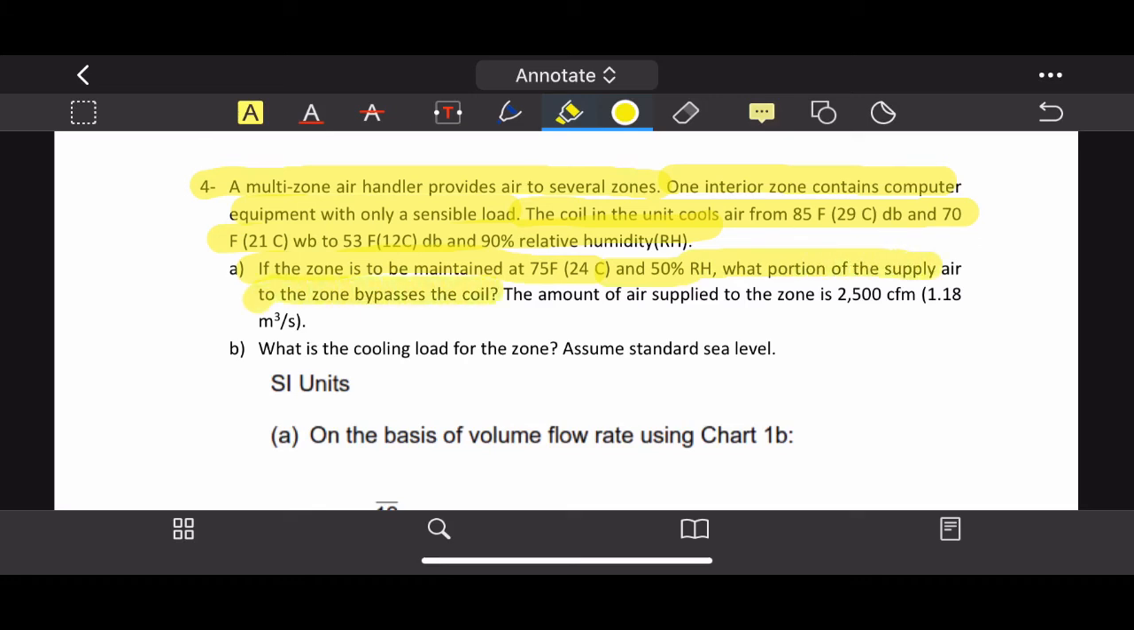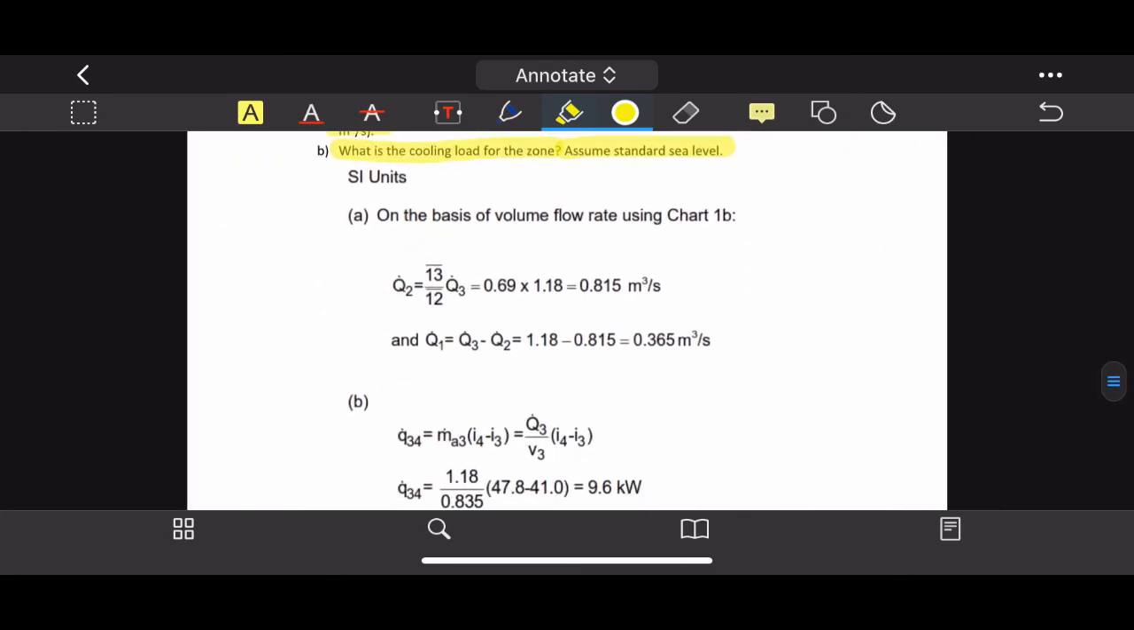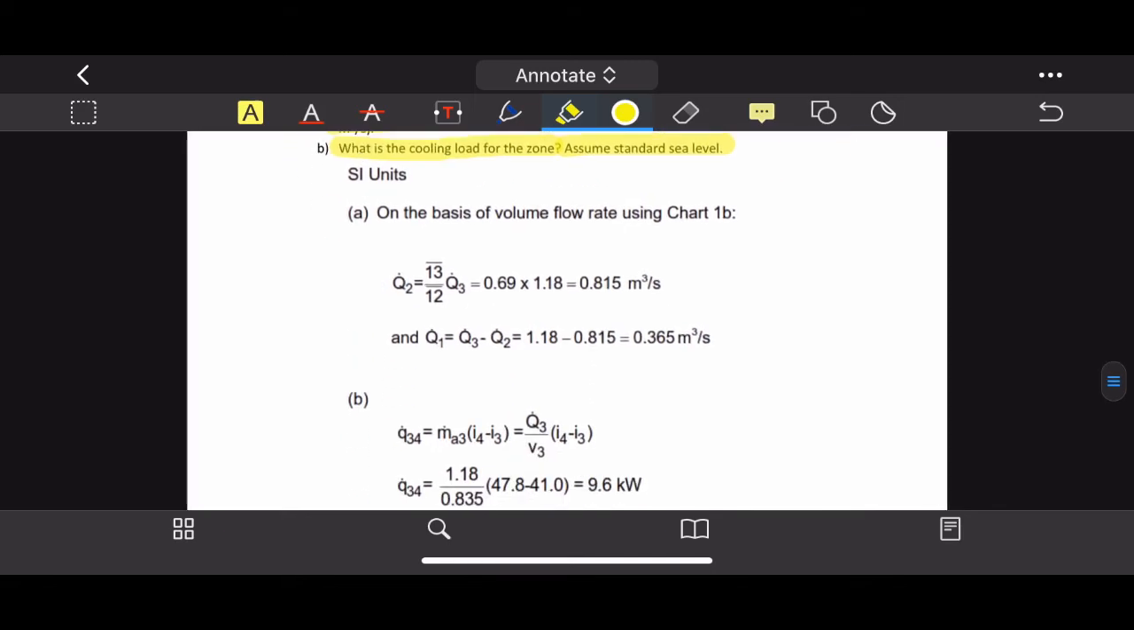So this is using bypass. Remember the bypass from our lecture 5? So that is the one that we are talking about. The amount of air supplied to the zone is 2,500 CFM, cubic feet per minute, or 1.18 meter cubed per second. That's for A. For B, what is the cooling load for the zone? Assume standard level, that means you can use the psychrometric chart. Alright, so you have SI unit. We are using SI unit in this case.